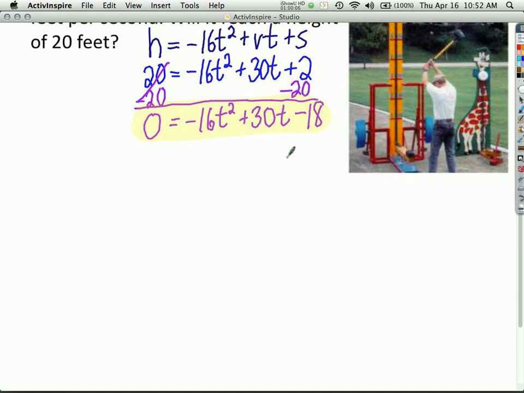We could do one better. What would be an even better number to factor out, Aaron? A negative 2. That would help us get rid of this negative sign right here and make our lives a little bit easier. So we could rewrite this as 0 equals negative 2 times whatever's left over. Negative 2 times positive 8, negative 2 times negative 15, and negative 2 times positive 9.